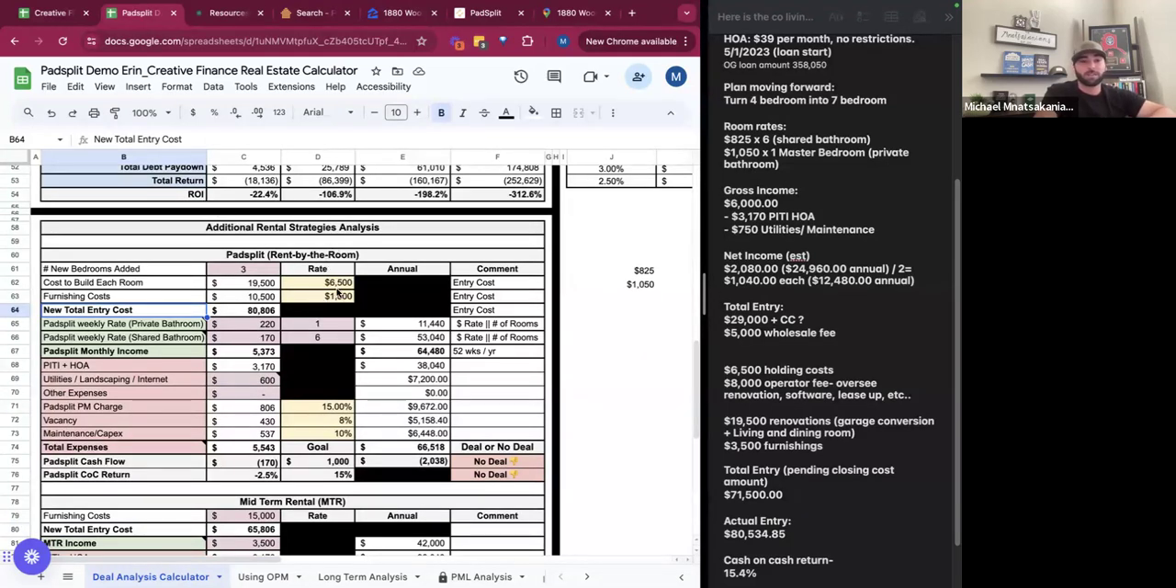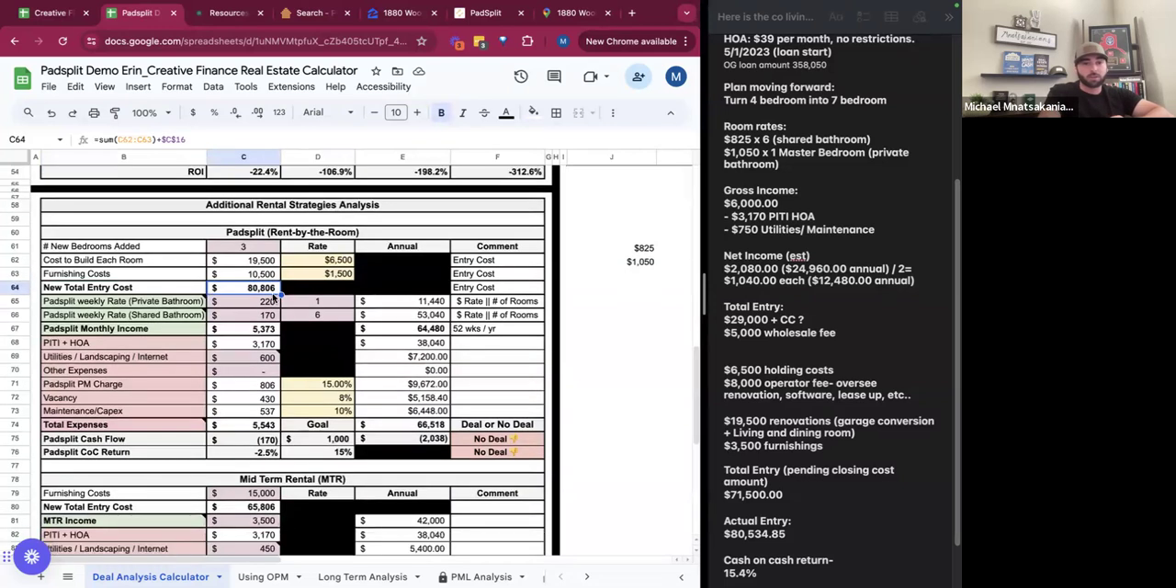I estimate around 1,500 per room, but really part of that 10,500 isn't just to furnish a room. A room's gonna be less than 1,500, probably closer to 500 to 1,000. It's also sharing the cost between the rooms for the level of furnishing in other areas.